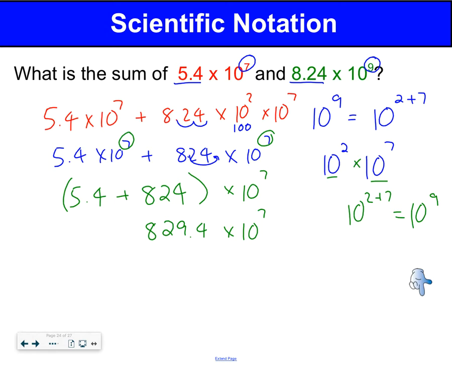Now, if they want us to write this in scientific notation, we have to realize that 829 is not between 1 and 10. So we would need to move this decimal point over twice. And if I have to move that over twice, then I need to change this exponent to a 9. So we would have 8.294 times 10 to the 9th power as the sum of 5.4 times 10 to the 7th and 8.24 times 10 to the 9th. Now, this does make sense because we would not expect to add two numbers and end up with a number that's smaller than what we started with unless they were negative.